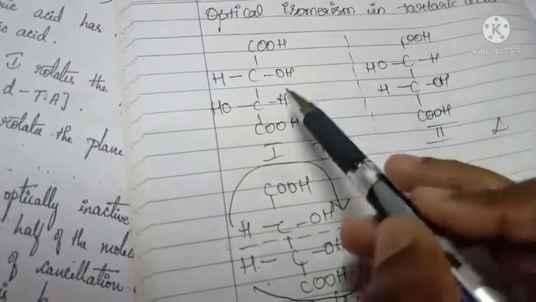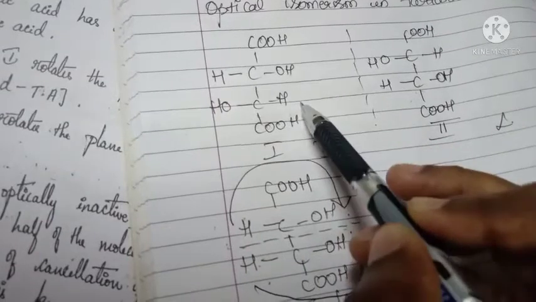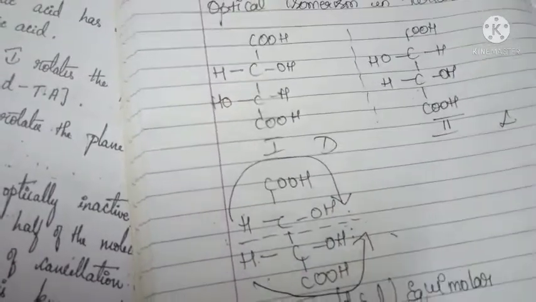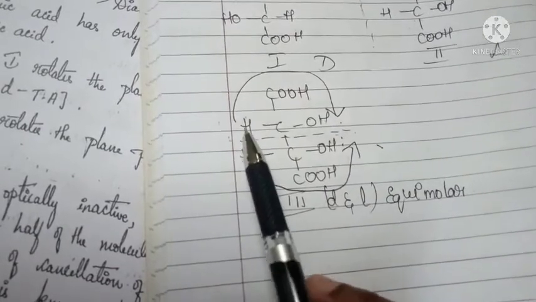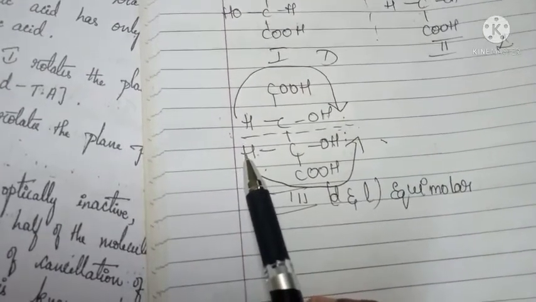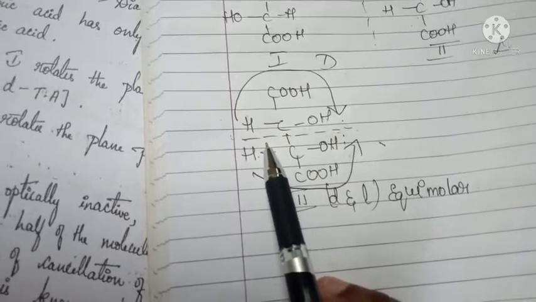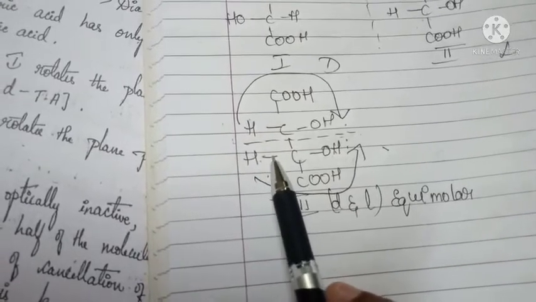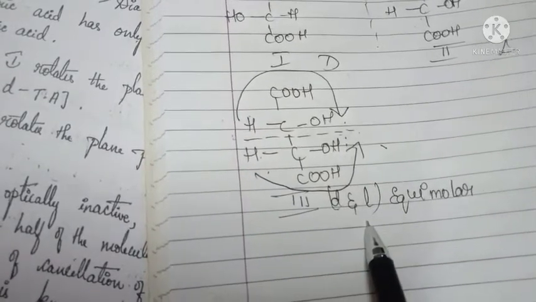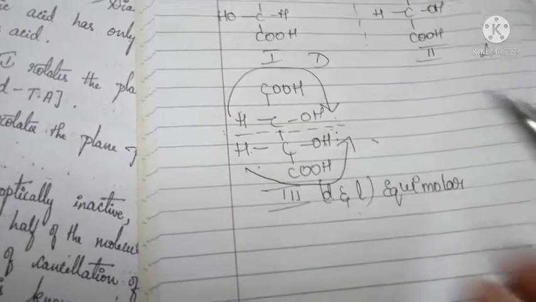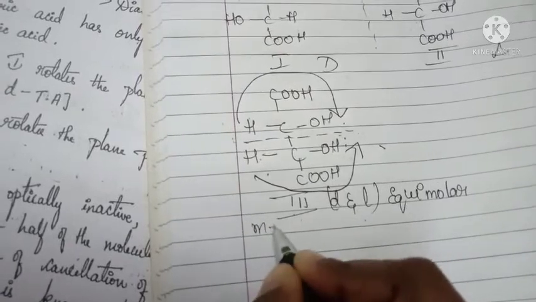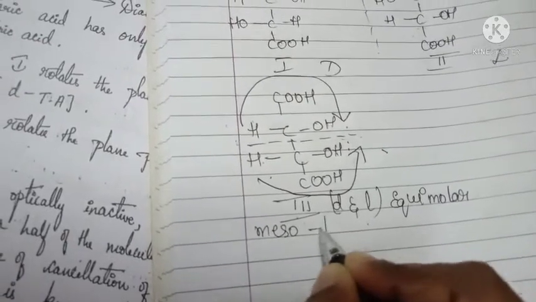But the third one is, here you have to observe that OH and H should be present on one side, but here both OH groups should be present on the same side and the H groups should be present on the same side. So that's why it has both D and L configuration. This is the third structure. This tartaric acid is called meso-tartaric acid.